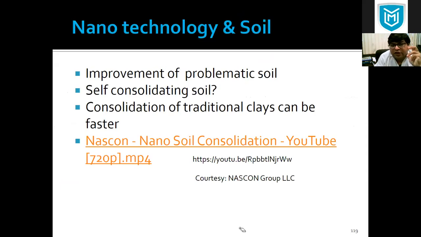Another application which came to my mind: when we are dealing with clay soil, the most common problem we face is low permeability, and particularly when they are near the groundwater region, due to capillary rise, they swell and shrink. And if you want to do construction, then we have to allow consolidation to take place, and we want to make consolidation very fast. Either we do preloading or we install prefabricated vertical drains.